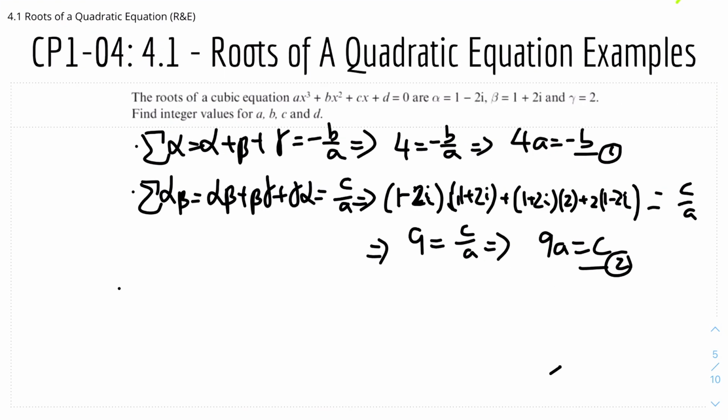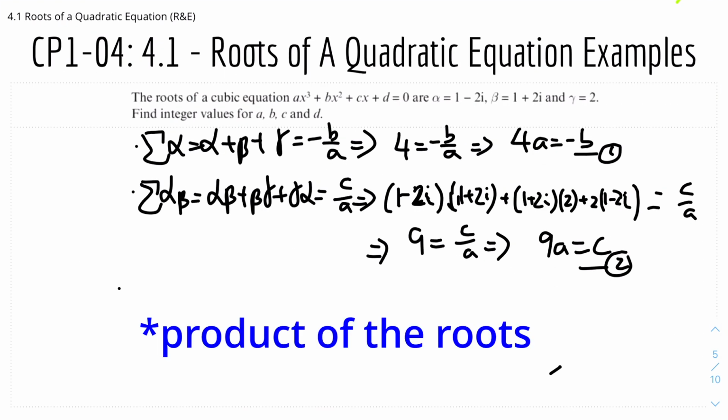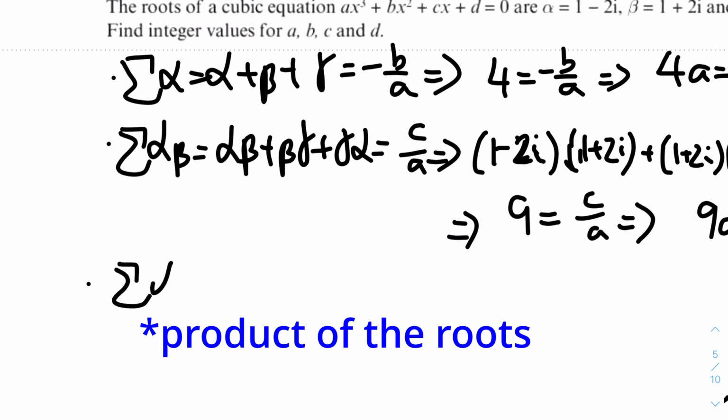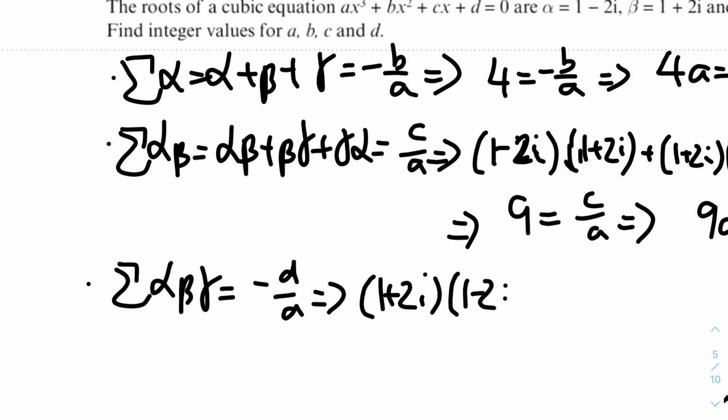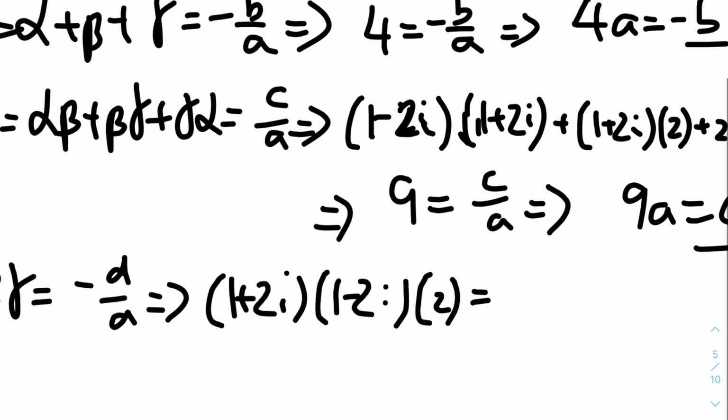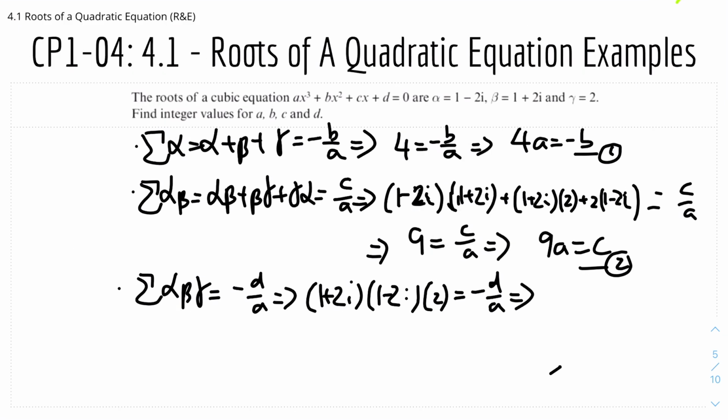And the third part is the product of the triples, or the product of all the roots. So it will be alpha beta gamma, and this will be equal to minus d over a. This basically means 1 plus 2i times 1 minus 2i times 2 equals minus d over a. If we simplify it, 1 plus 2i times 1 minus 2i and times by 2 gets us 10 equals minus d over a, or basically 10a equals minus d, like so.